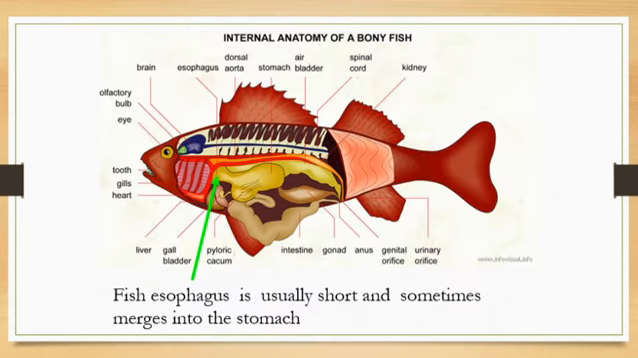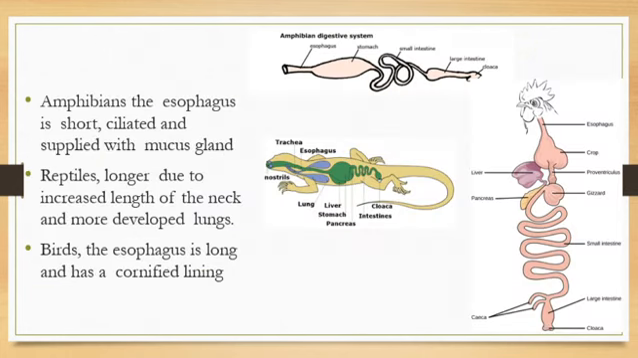While in fishes, the esophagus is very short. Sometimes it merges with the stomach. In amphibians, it's also short, ciliated, and supplied with mucous glands. In reptiles, it's quite longer depending on the type of reptile. In birds, the esophagus is long and has a cornified lining. So you have the esophagus, and at the end part you have the crop, a specialized type of esophagus.